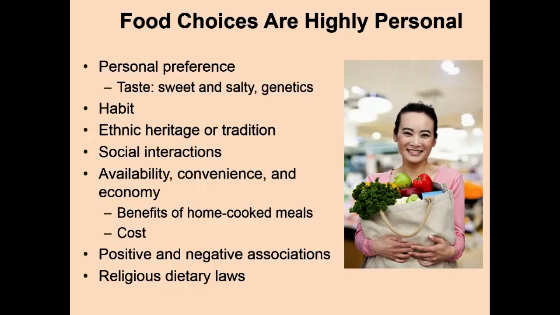So let's talk about food choices. Why do you choose what you choose to eat? Well, food choices are highly personal. First of all, we start off with personal preference. You choose something to eat because you like the taste of it, right? Whether it be sweet, whether it be salty, if you like the texture of something, it's just what you like. But there also can be a genetic component to it as well. Eating foods out of habit, ethnic heritage or traditions can also influence our food choices.